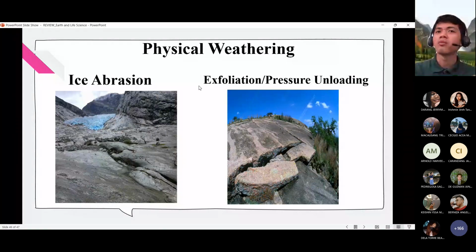Okay. We also have exfoliation or pressure unloading because of the low pressure. Okay. Then nasa mataas siya na lugar na part. The rocks are being disintegrated. Okay. Then it can fall apart. Okay. So mahuhulog siya. That's pressure unloading or exfoliation.